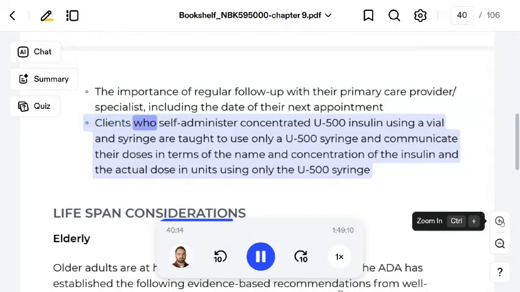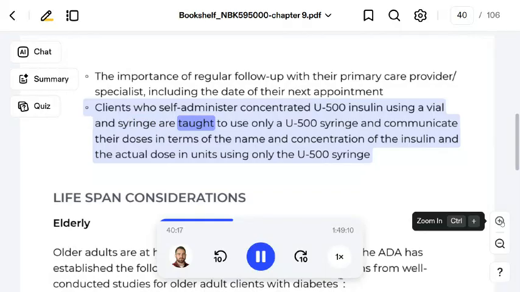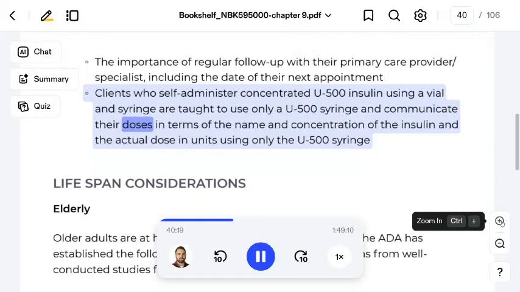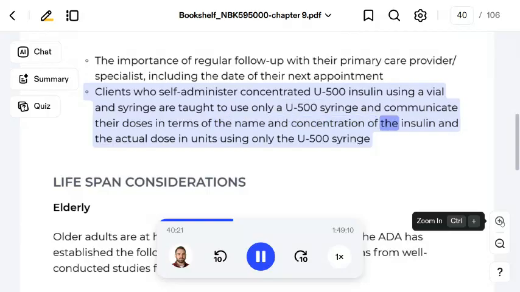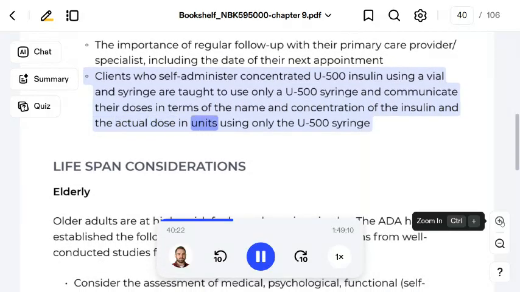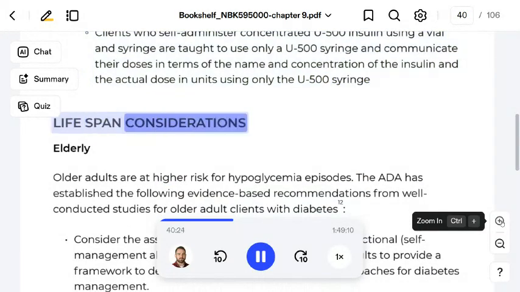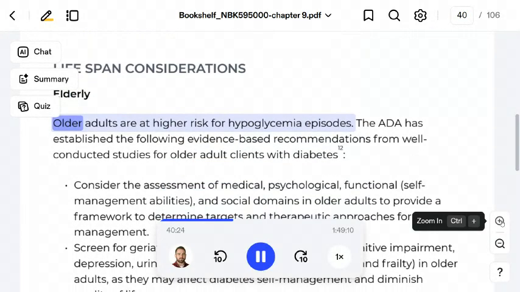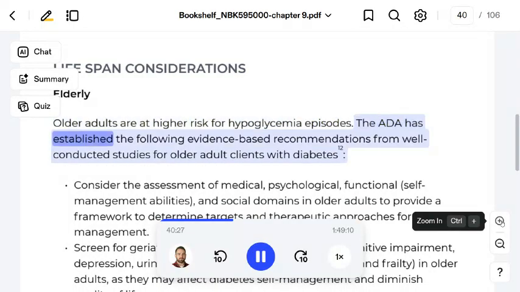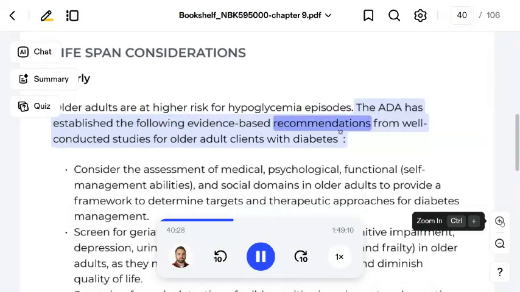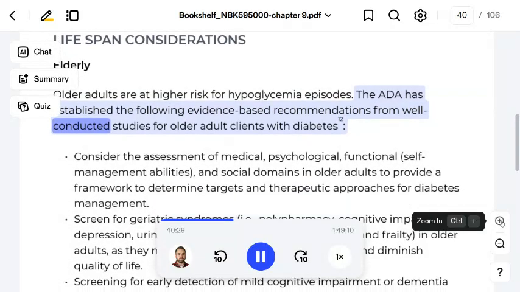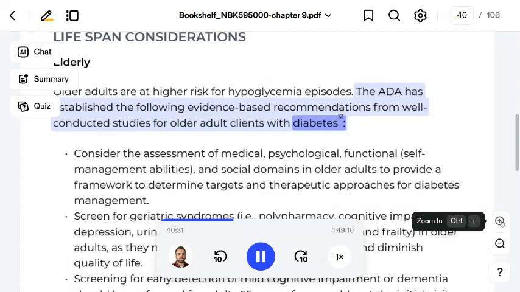Clients who self-administer concentrated U500 insulin using a vial and syringe are taught to use only a U500 syringe and communicate their doses in terms of the name and concentration of the insulin and the actual dose in units using only the U500 syringe. Lifespan considerations. Elderly. Older adults are at higher risk for hypoglycemia episodes. The ADA has established the following evidence-based recommendations from 12 conducted studies for older adult clients with diabetes.